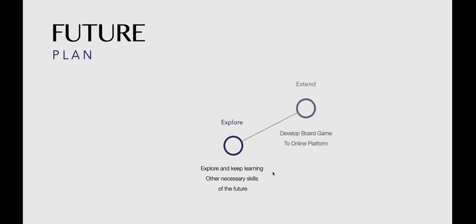And then for my future plan, it is in three Es. First, export. I want to export and keep learning other necessary skills of the future. Extend, go on with my board game. I want to develop my board game into an online platform, and if it's possible, I want to develop it using NFT-based technology. I don't know if everyone knows about it, cryptocurrency-based, yes, something like that.